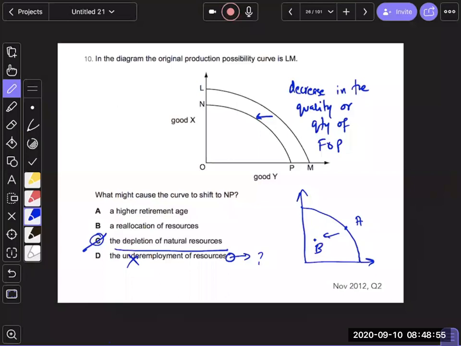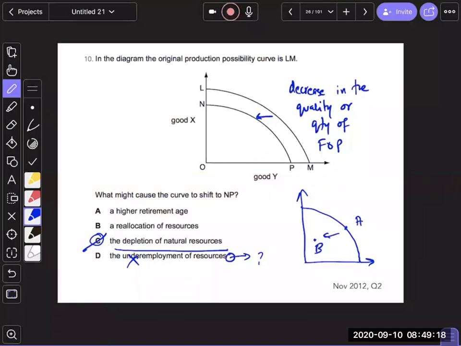Hamza, you don't get it. Why, Hamza? Can you unmute yourself and tell me? I want you to unmute and tell me what's the problem with this. Sir, I didn't get why couldn't be D. Won't the curve still move inwards because the quantity of resources being used is decreased?